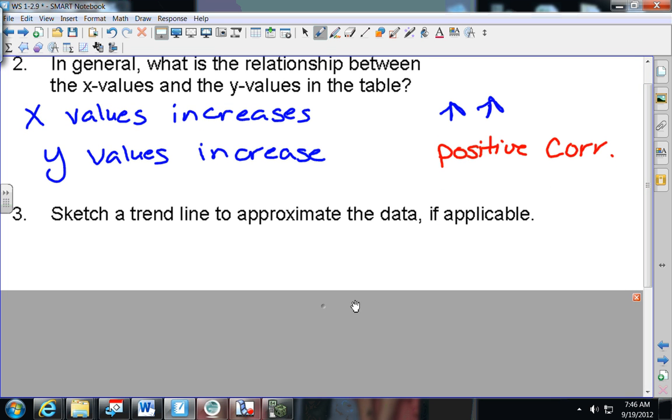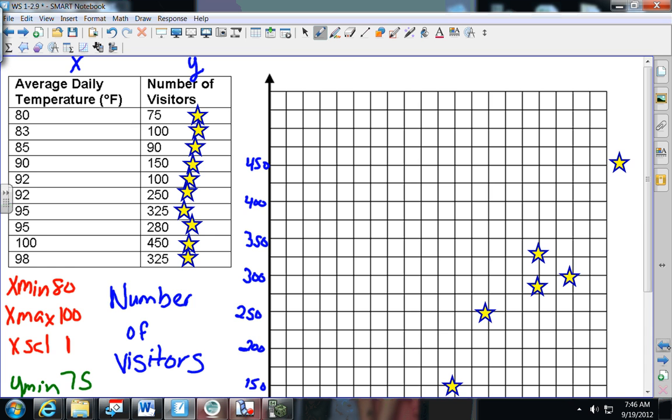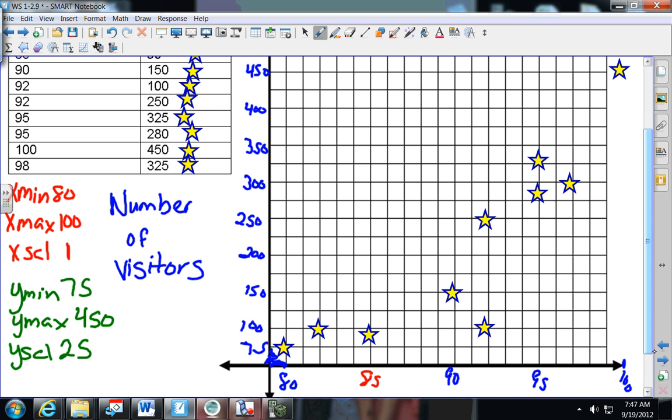Next, it says sketch a trend line to approximate the data if applicable. Well, can we take this information and draw a trend line? Is it going in a trend? Yes, we just found it to be positive. So I'm going to go now. This is where people get confused. Take the rulers that you guys have right now. Kind of lay the ruler on its side so you can see. But try and lay that ruler so that you could draw a line that's in between that makes an average of all those points.